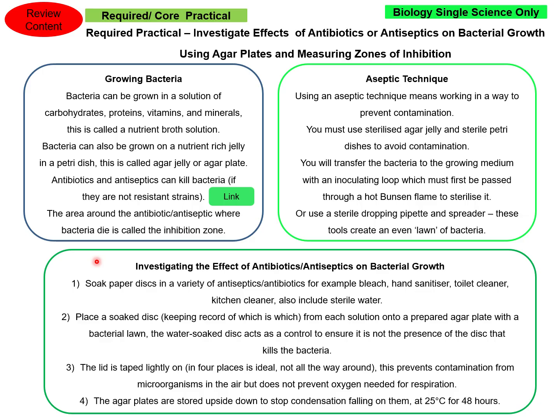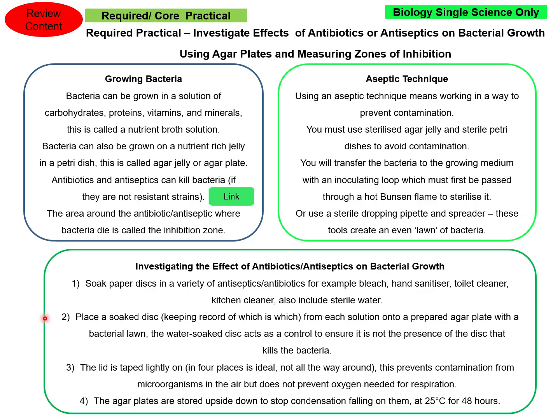Then investigating the effect of antibiotics or antiseptics on these bacteria that have been prepared and have grown. So number one is to soak paper discs in a variety of antiseptics or antibiotics, for example, bleach, hand sanitizer, toilet cleaner, kitchen cleaner, and also include sterile water. So that will be the control experiment.